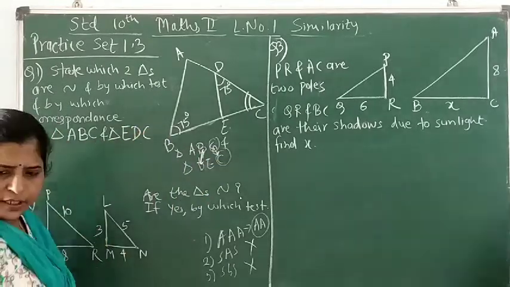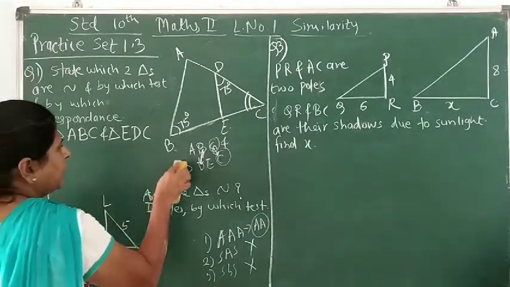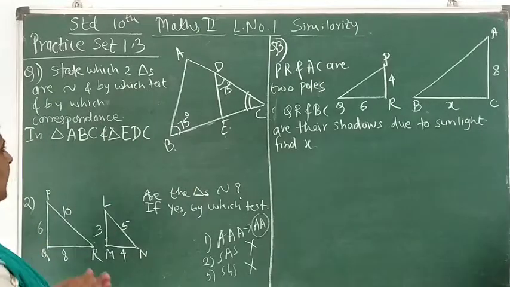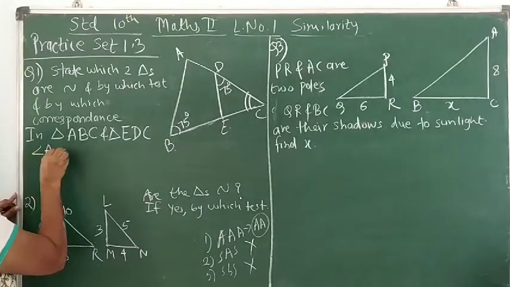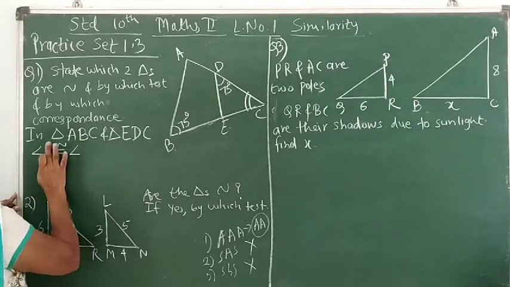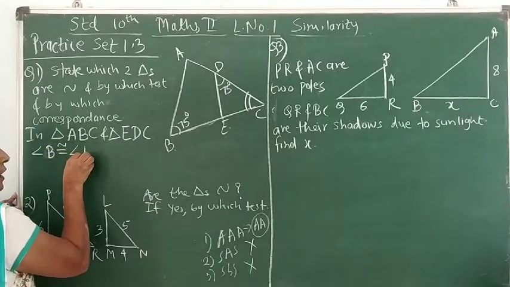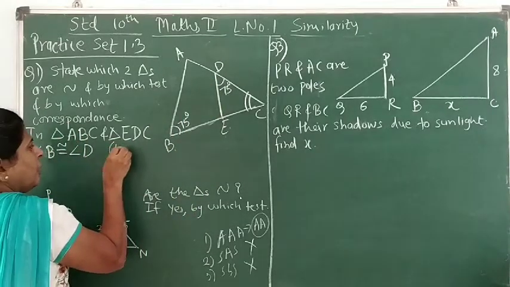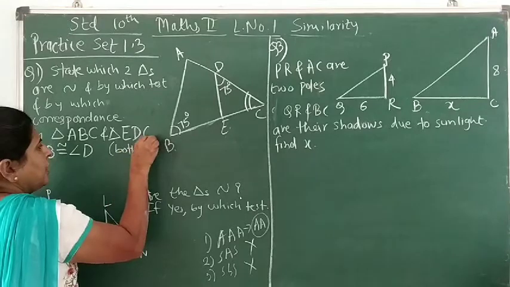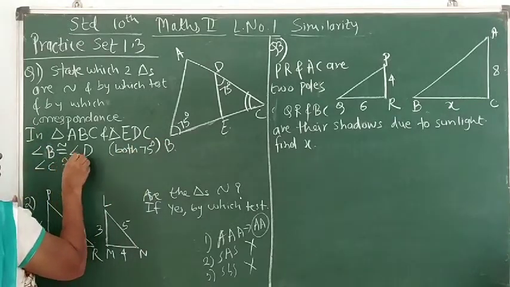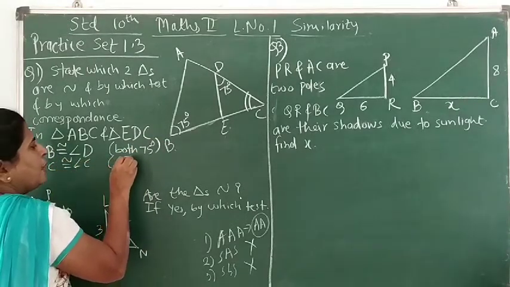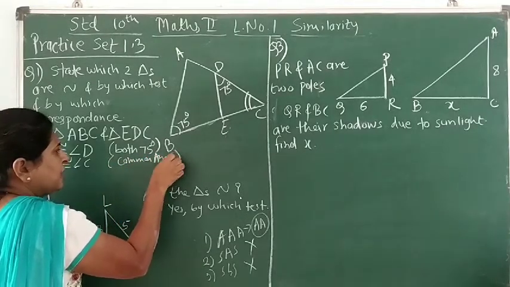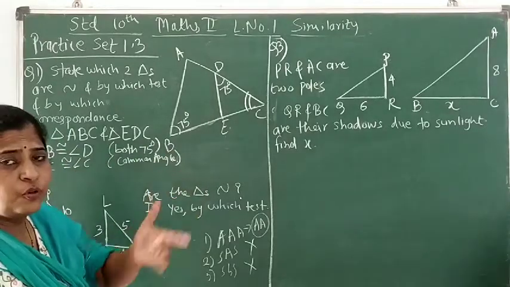After writing this, let me rub this rough part. So in triangle ABC and EDC, we can say angle A is congruent to angle E, angle B is congruent to angle D, both are 75 degrees, and angle C is congruent to angle C, the common angle. In a way, whatever we are writing is also useful to prove this part.